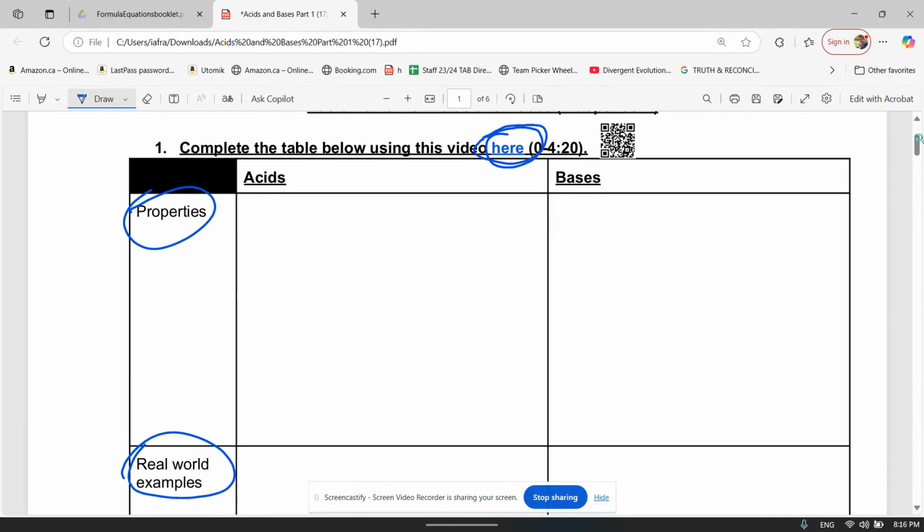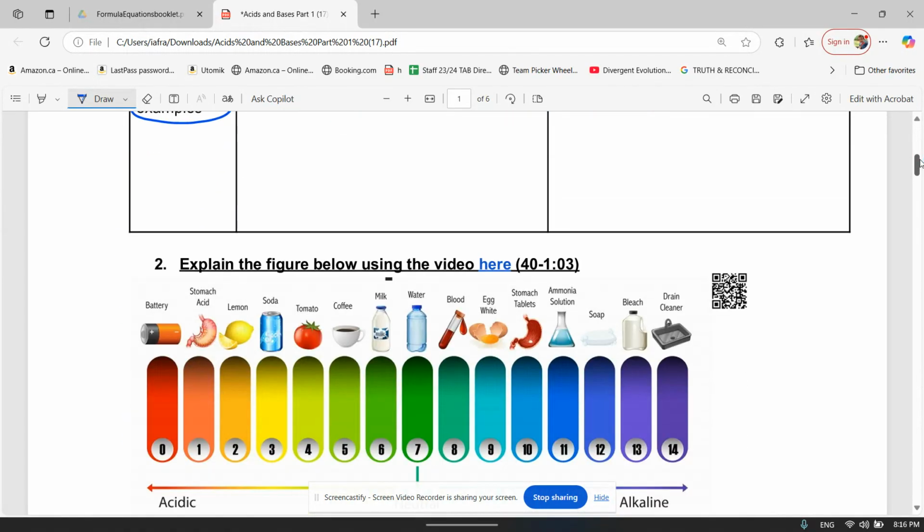So you watch the video in the handout, you click there, it's also with the QR code here. You fill out the properties of acids and bases as a review from grade 11 chemistry, and you write out some real-world examples of acids and bases.